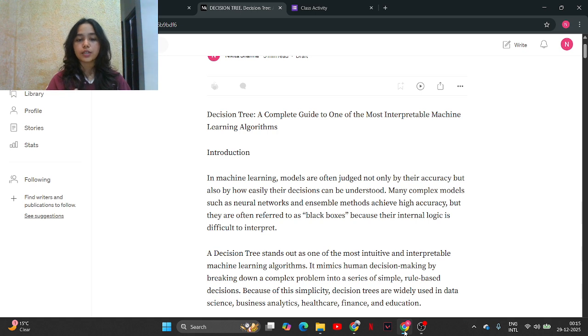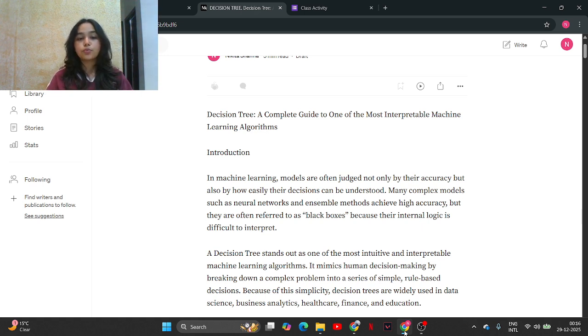Overfitting in decision trees. One major problem with decision trees is overfitting. If a tree becomes too deep, it starts memorizing the training data instead of learning general patterns. There are a few reasons for overfitting, including too many splits, no limit on the tree depth, and noisy data. To solve this problem, we use pruning.